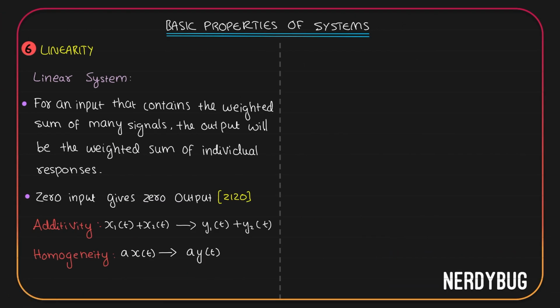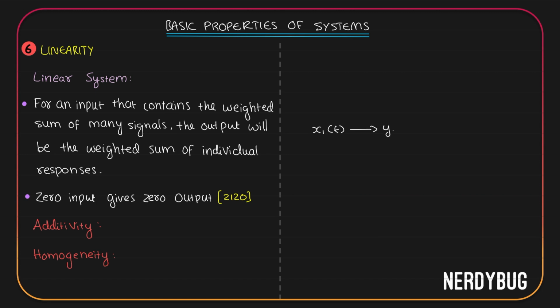The next property we have to learn is linearity. A system is called linear if for an input that contains the weighted sum of many signals, the output will be the weighted sum of the individual responses. That is, let's say x1 of t gave an output y1 of t and x2 of t gave an output y2 of t. When you give the input x1 of t plus x2 of t and you get y1 of t plus y2 of t as the output, that is the first condition for linearity.